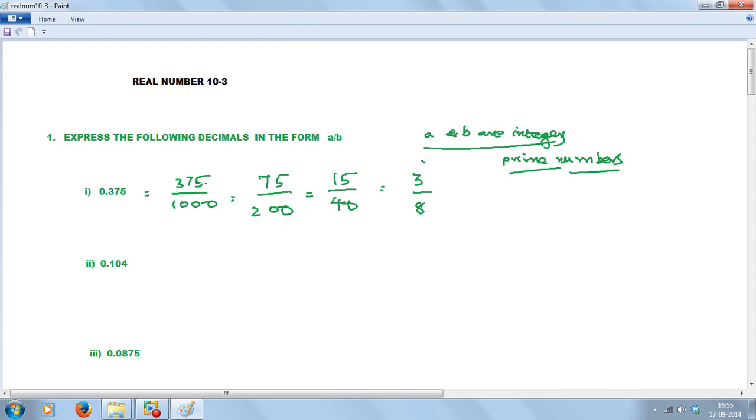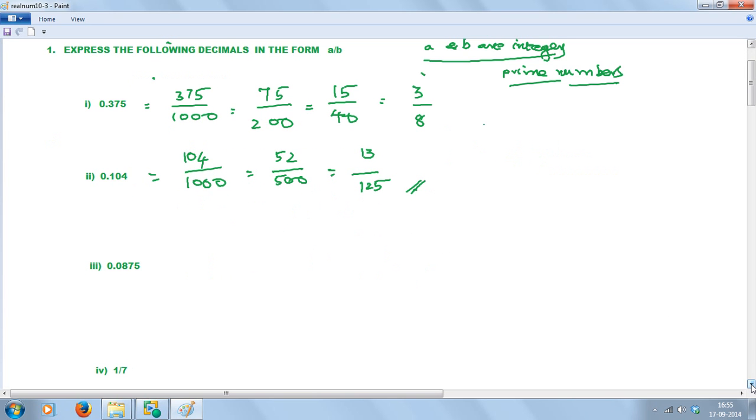Similarly, this 0.104, we can just factor: 104 divided by 1000 is equal to 52 divided by 500. Am I correct? So you can further divide by 4 both sides, which is equal to 13 by 125. So 13 is a prime number, so the denominator doesn't matter. We know there is a pattern. The first problem is of the form 3 divided by 2 cube. So the denominator is 2 cube. In the next case, we can write this as 13 divided by 5 cube.